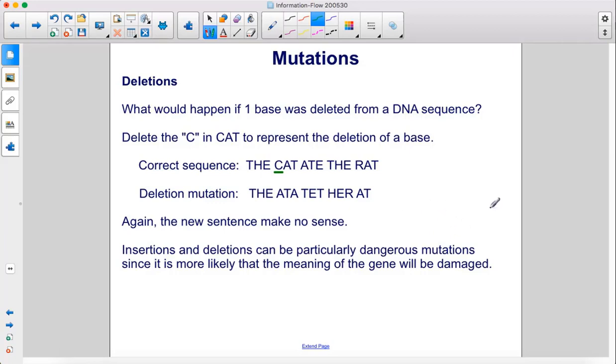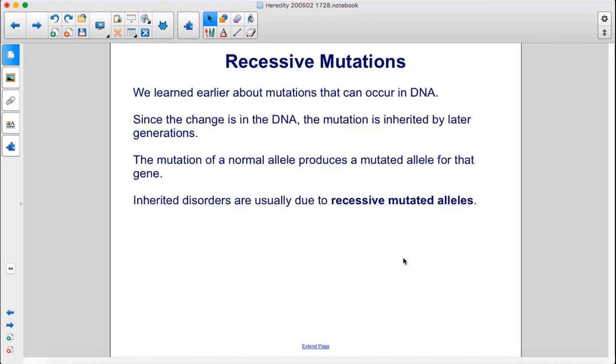We learned earlier about mutations that can occur in DNA. Since the change is in the DNA, the mutation is inherited by later generations. The mutation of a normal allele produces a mutated allele for that gene. Inherited disorders are usually due to recessive mutated alleles.